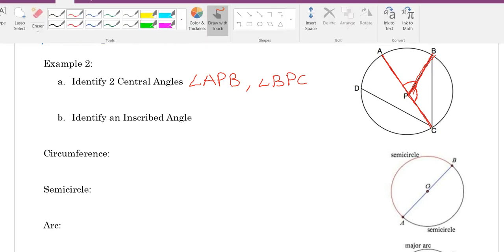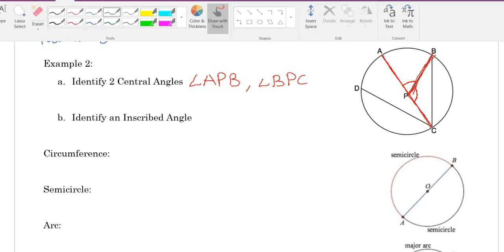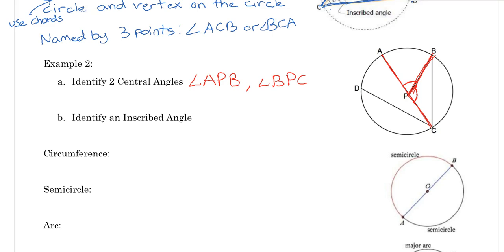Then identify an inscribed angle. I'm looking for chords. I have a chord here and a chord here. So this is angle BCB. Again, central angles use radii, inscribed angles are made up of chords.